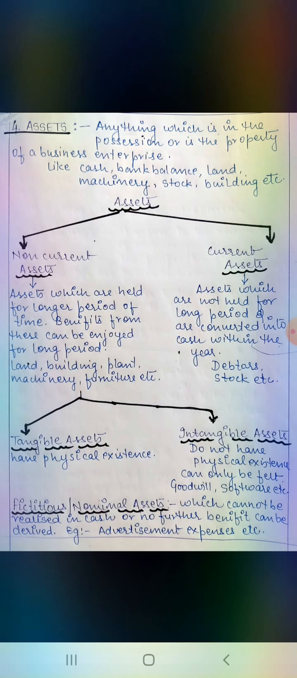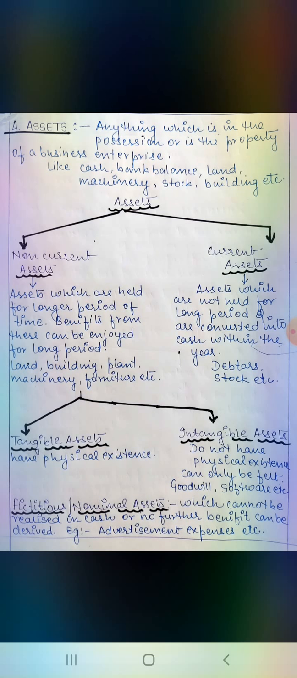Tangible assets are those assets which has physical existence. Physical existence का मतलब they can be seen, they can be touched. ऐसे एसेट्स जिनको हम देख सकते हैं, जिनको हम टच कर सकते हैं, जिनकी फिजिकल एग्जिस्टेंस है, these type of assets are known as tangible assets, such as land, building, plant, machinery, furniture.